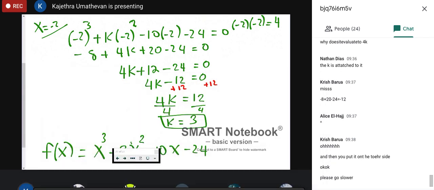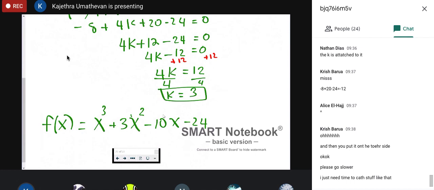Okay, so now that we have the k and we have the function, we can now look for the factors. Any suggestions in terms of what the factors could be?